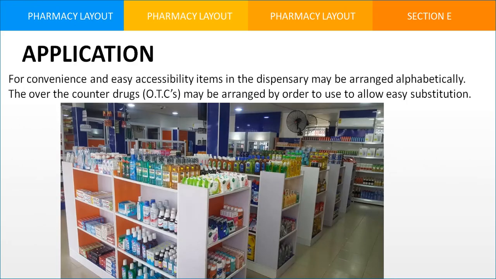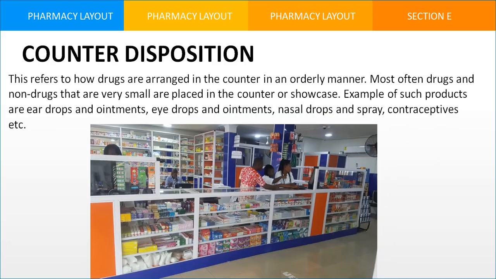How do we apply what we just learned? For convenience and easy accessibility, items in the dispensary may be arranged alphabetically. In the shop, the over-the-counter drugs, OTC, may also be arranged by order of use, to allow easy substitution. Assuming you arrange all painkillers in one section, and one particular brand is not available, we can get another one. This is something very important for us to know.